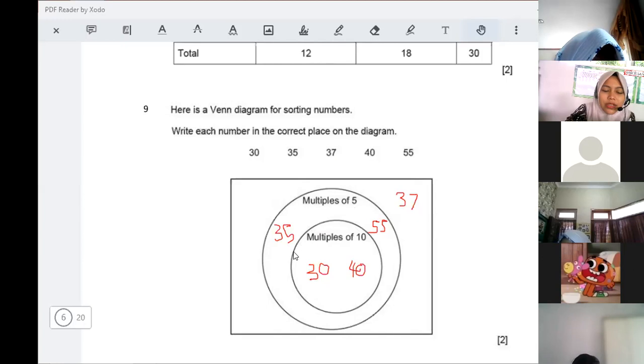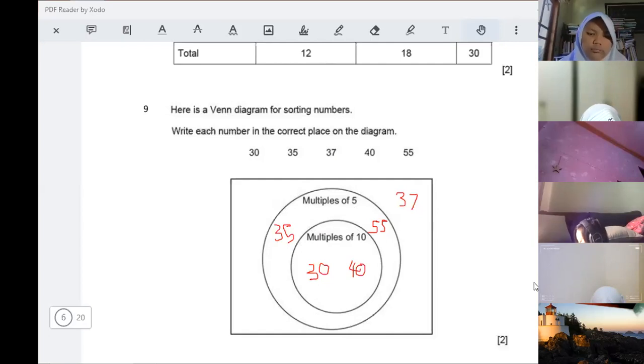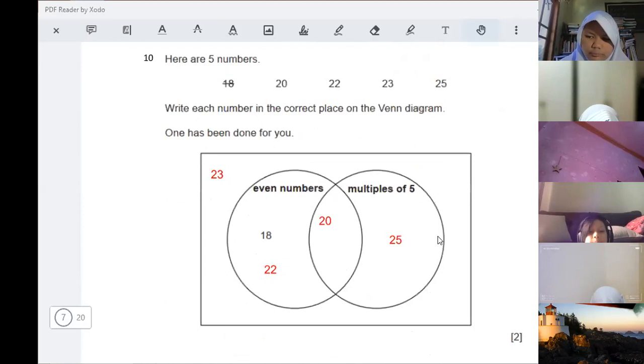Yes. This was in the Cambridge Checkpoint simulation questions. Yes, the simulation has it, Miss. This one is already in the simulation. Okay, yeah.